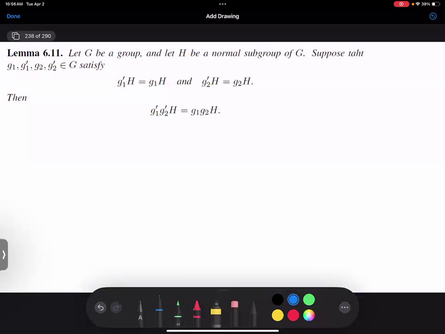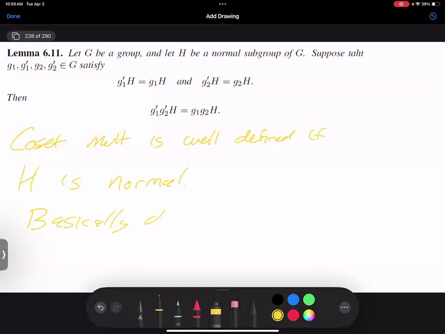So what this is basically saying is that multiplication is well defined if H is normal. We've basically done this. So, see the book for the rest of the details. But that's basically what we've been doing today. Everything we've done from the very beginning says if we have this normal condition, then the coset multiplication is going to work out.